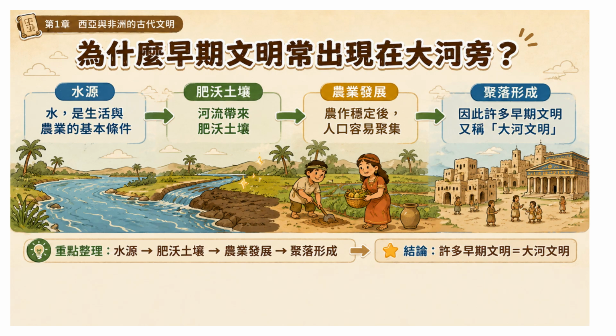This picture shows a simple cause and effect chain. First, rivers provided water for daily life and farming. Second, river floods brought fertile soil to the land. When farming became more stable, more people could live together in one place. That is why many early civilizations are also called river civilizations.